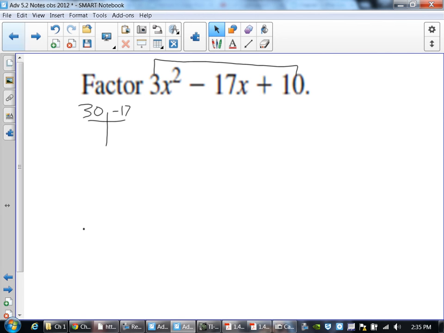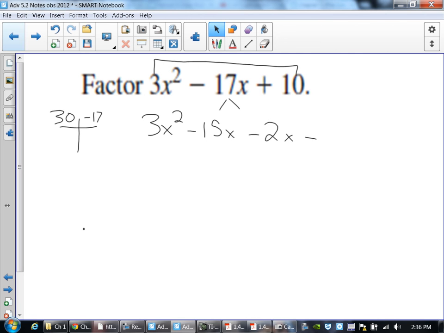So what I'm doing here is I'm going to take this middle term and rewrite it in two parts. So I get 3x squared minus 15x minus 2x plus 10. Does it matter which one I put first? No. There will be a trick to why I always put a negative first, if I can. If they're both negative, you just have to be careful.